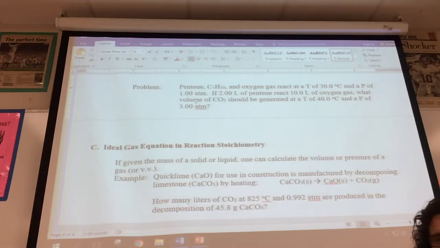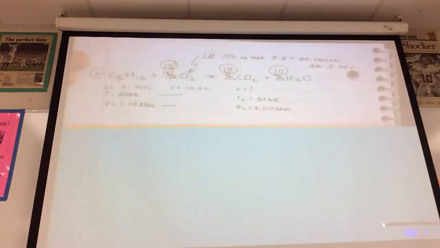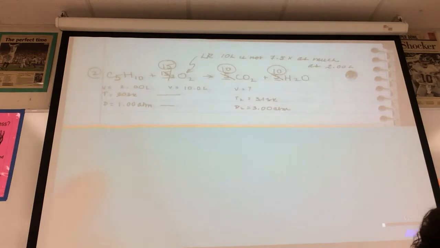Did we balance the equation? What's the coefficient of oxygen? 15. Okay. Did you get the limiting reagent? What's the limiting reagent? How can you tell? Because we only have one volume. They gave you 2. Oxygen? Yeah. So you have the balanced equation correct? They gave you the volume of pentene and the volume of oxygen.